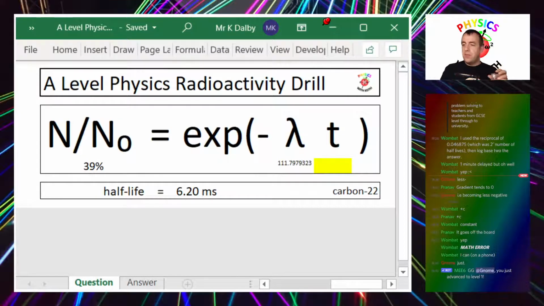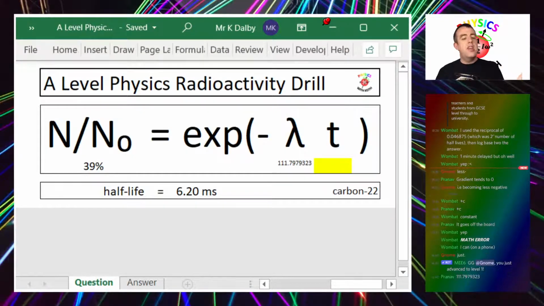Good. The reason why it has so many significant figures is because that's one of the values that are calculated. Thank you, Pranav. And because of the way these sheets work, I don't want there to be rounding errors, so I just show all the digits. You wouldn't give an answer with that many digits. If I hit F9, I get a different question, and so on.